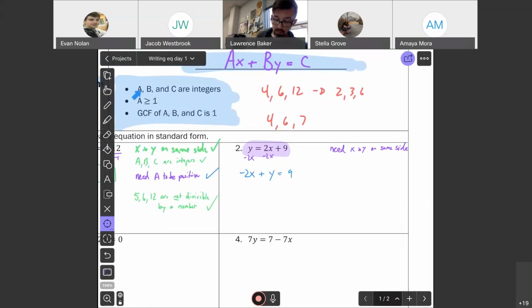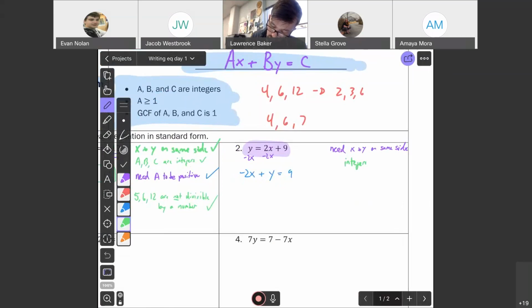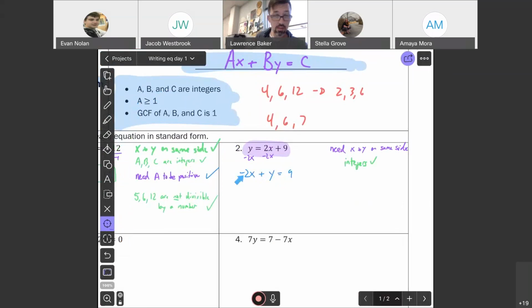Okay, so now it looks more like this than it did before. Are a, b, and c integers? -2 is an integer, 1 is an integer, 9 is an integer. Okay, so they are integers. Is a greater than 1? My a value is -2. That's not greater than 1. So I need a to be positive.